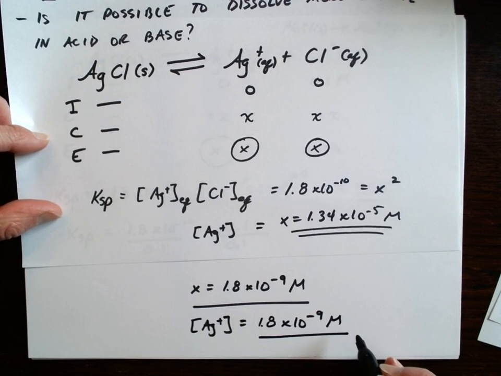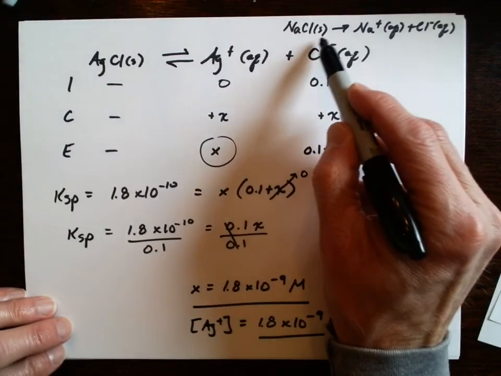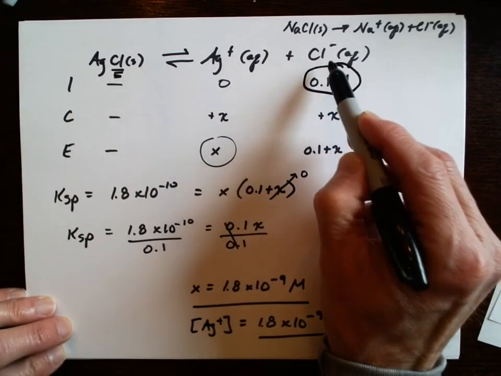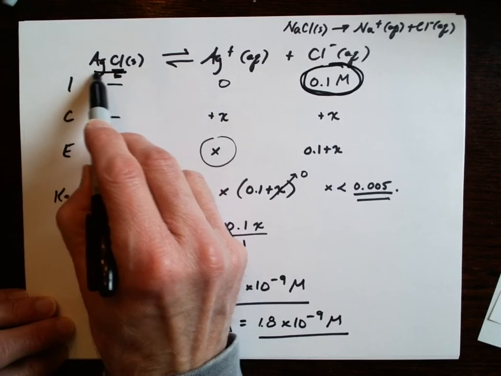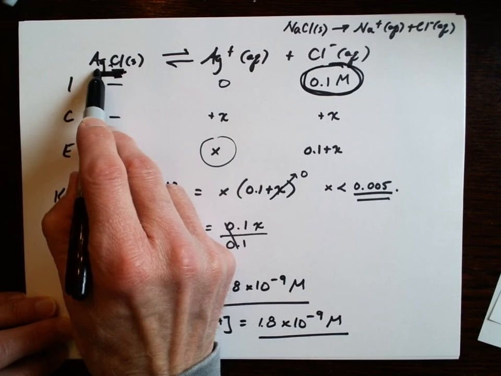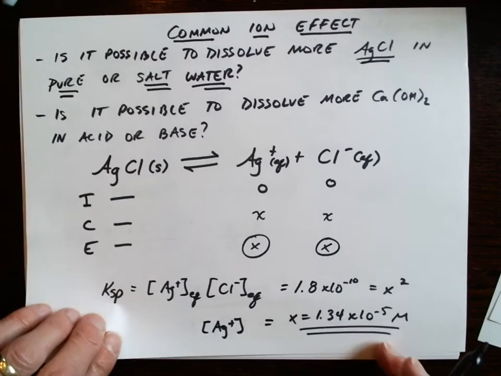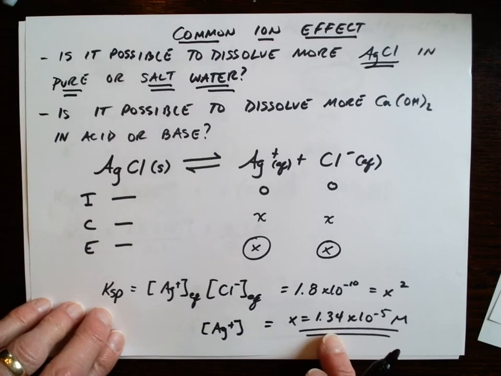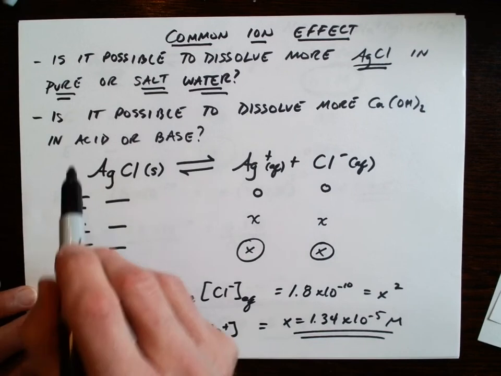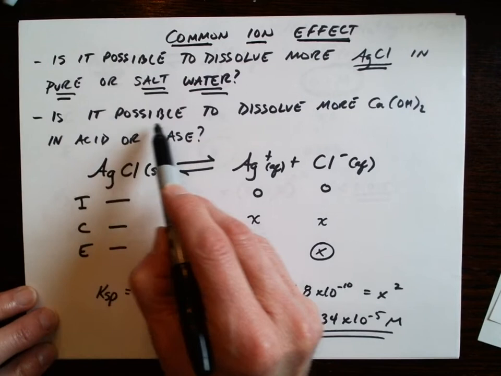And the idea here is that when an ion is present that's common to the salt, when it's already dissolved in the fluid that you're trying to dissolve the salt in, a very little amount of that salt can dissolve relative to how much of that salt can dissolve in pure water. That's the common ion effect. So let's use the common ion effect to answer this question.